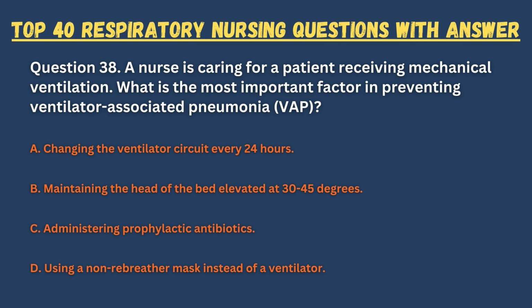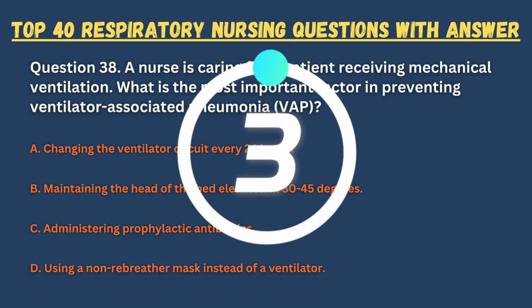Question 38. A nurse is caring for a patient receiving mechanical ventilation. What is the most important factor in preventing ventilator-associated pneumonia, VAP? A. Changing the ventilator circuit every 24 hours. B. Maintaining the head of the bed elevated at 30 to 45 degrees. C. Administering prophylactic antibiotics. D. Using a non-rebreather mask instead of a ventilator.